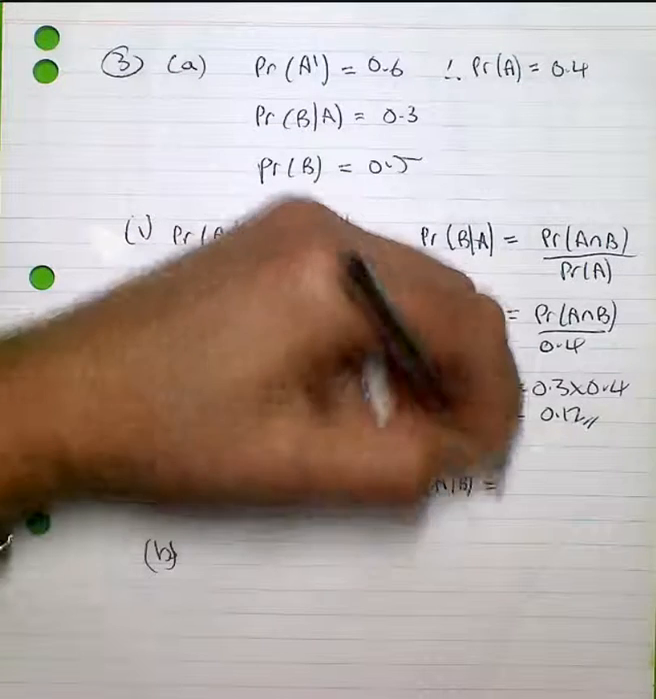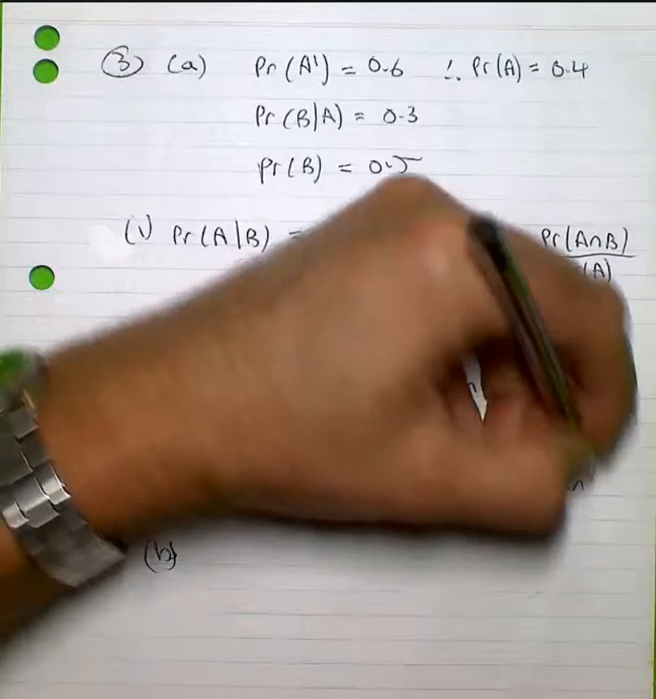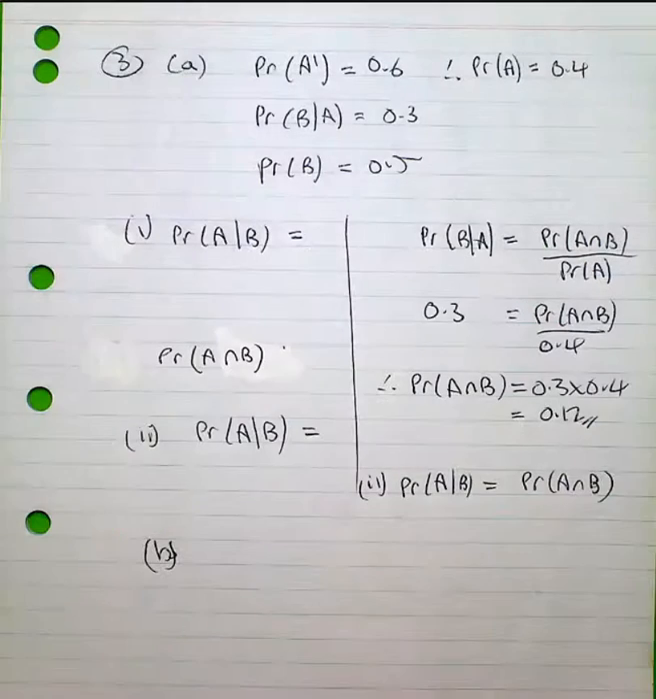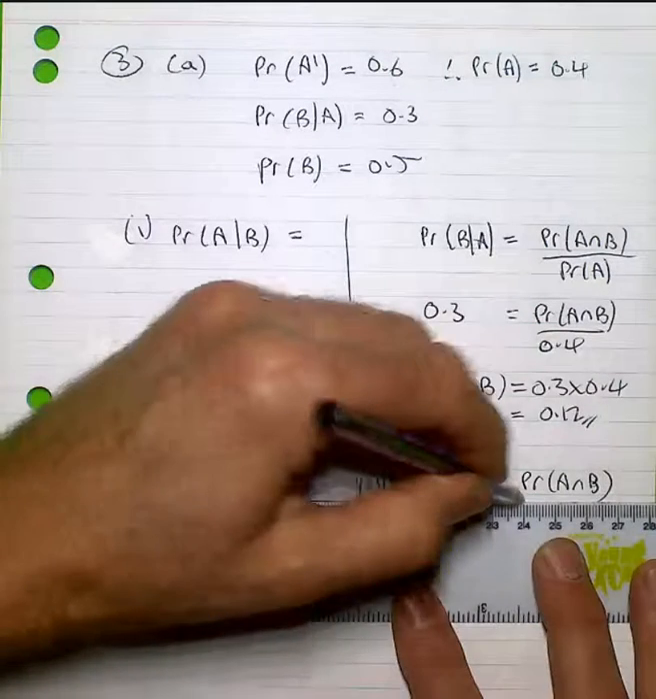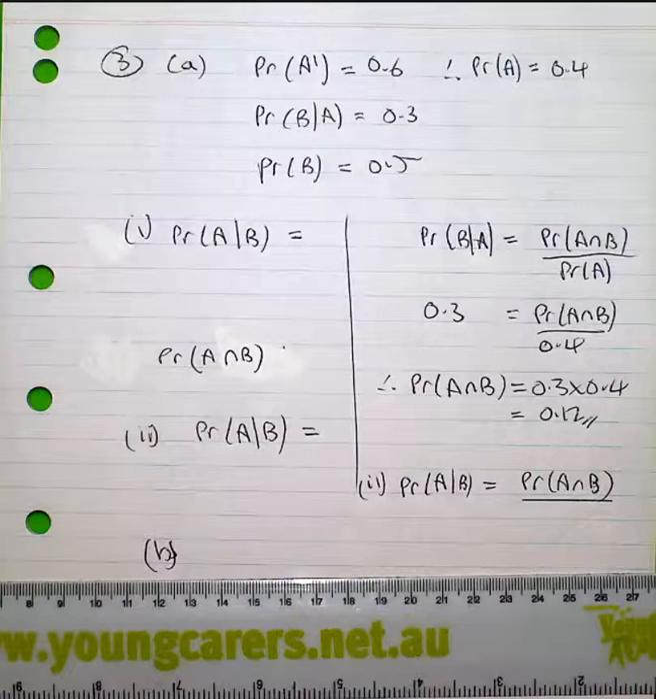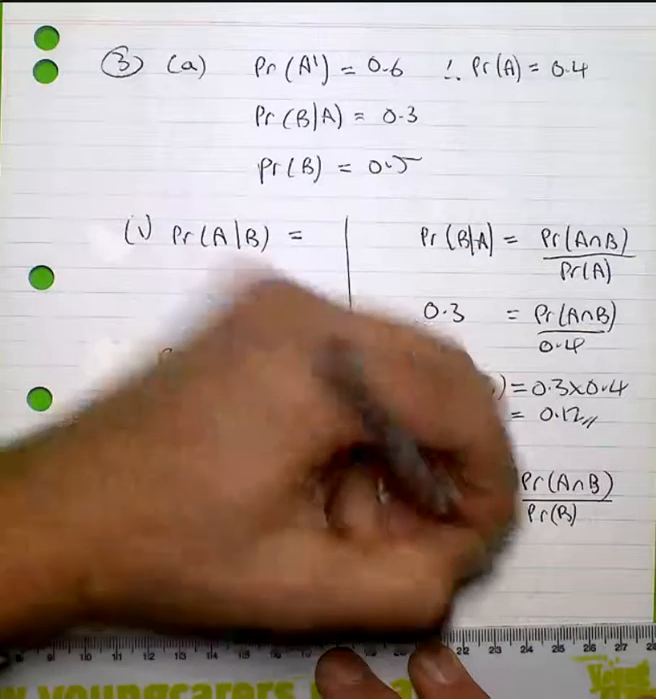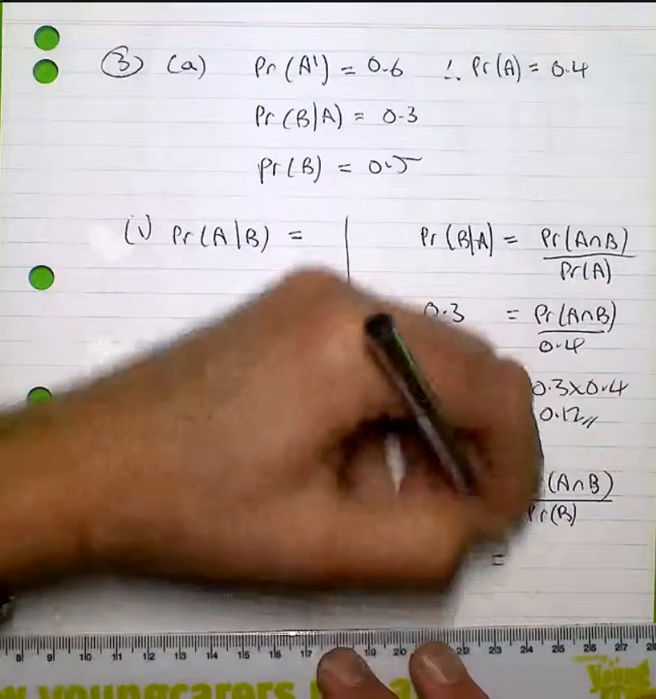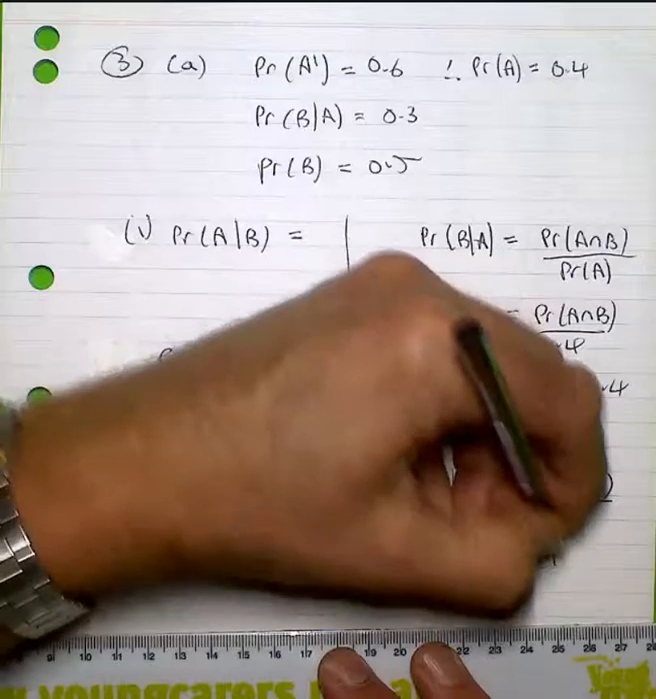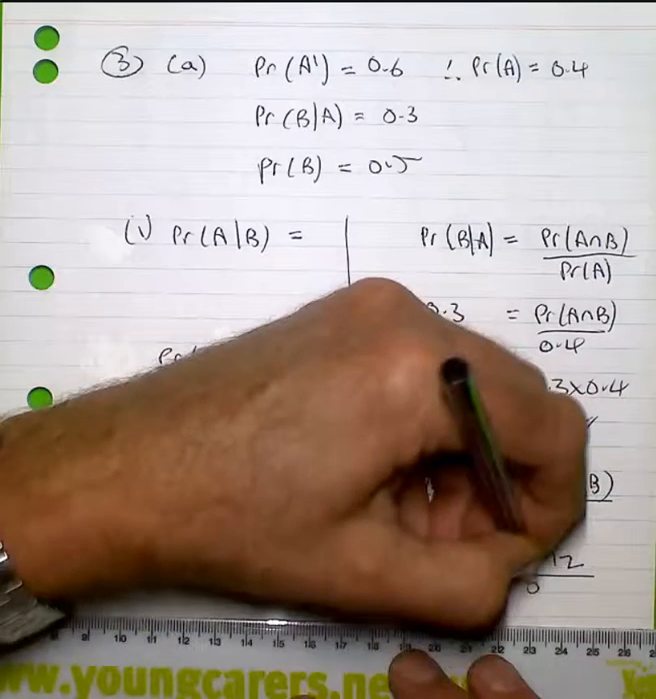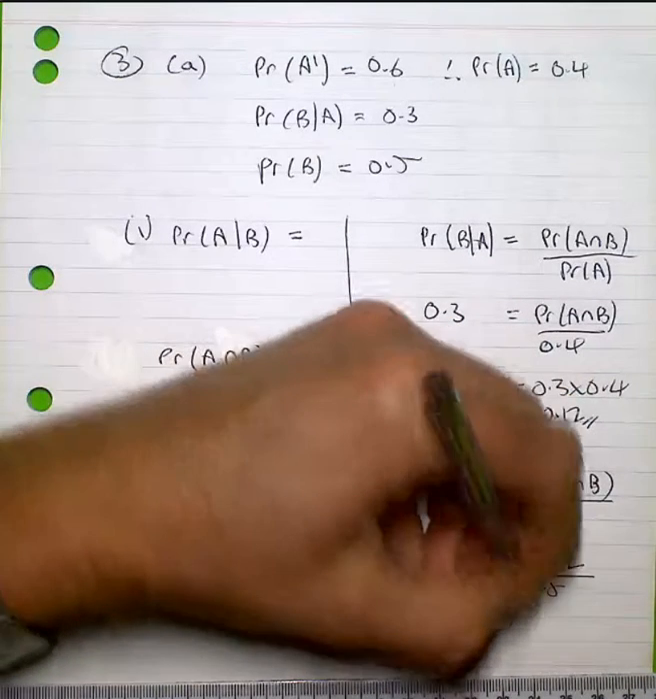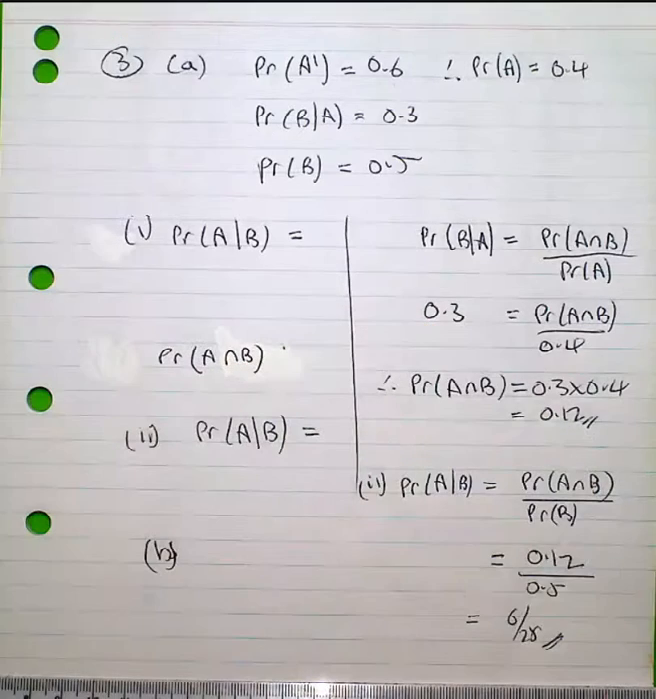given B. Note, the probability of A and B is the same as the probability of B and A. And 6/25 as my answer.